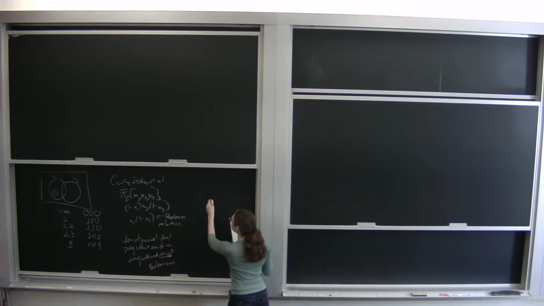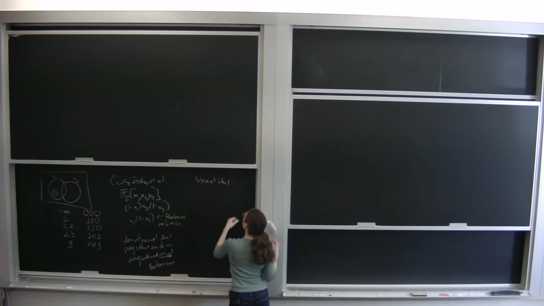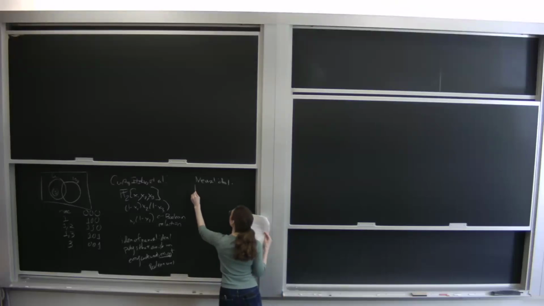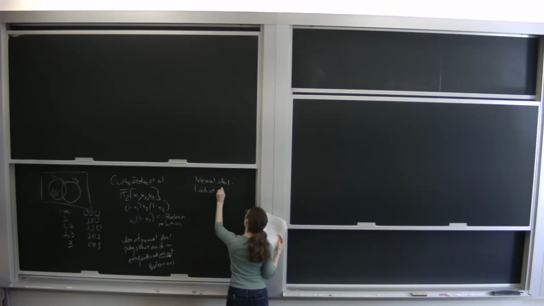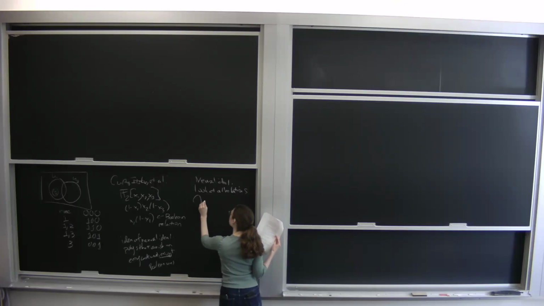So what they looked at instead, so this is going to be the definition of the neural ideal. That was sort of the idea of it. Here's an actual definition. So look at all relations that are of this form.